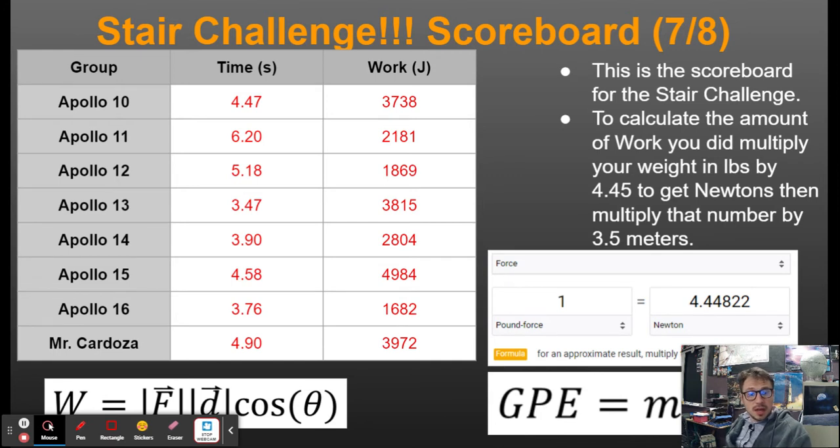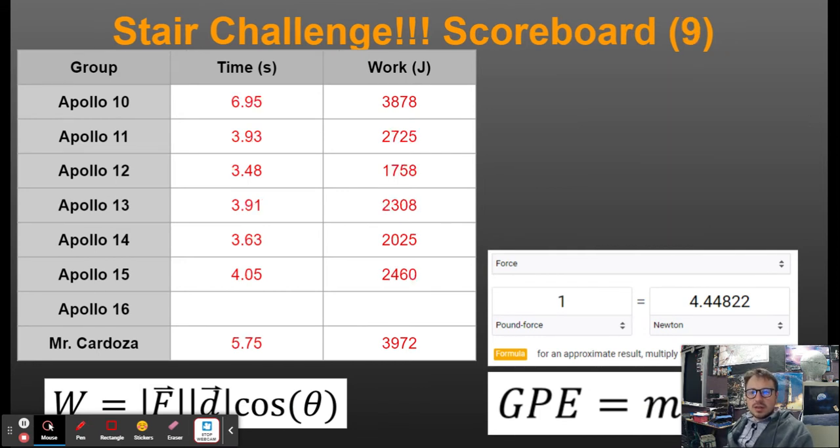The force that you have to apply to go up the stairs is your weight. Every time you have to lift your weight up the displacement of the stairs. To get your weight, you just take your weight in pounds and multiply it by 4.45 to get your weight in newtons. That's the force. The displacement is 3.5 meters straight up. And you don't have to worry about the cosine of the angle because it's straight up, right? The force is in the same direction as the displacement.